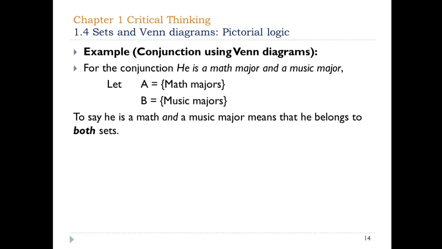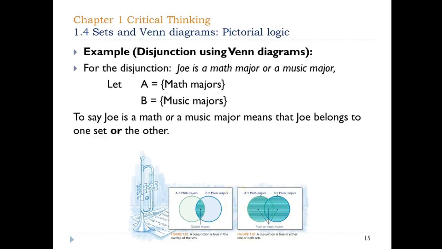Conjunction using Venn diagrams. For the conjunction, he's a math major and a music major. Let A be math majors and B music majors. To say he's a math major and music major means that he belongs to both sets. This circle is people who are math majors. This circle here is people who are music majors. The conjunction is people who are both.